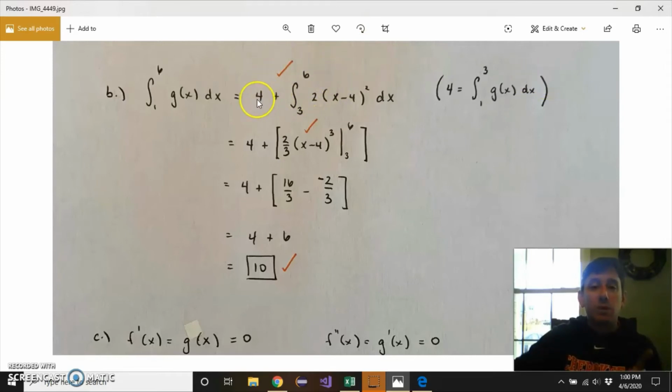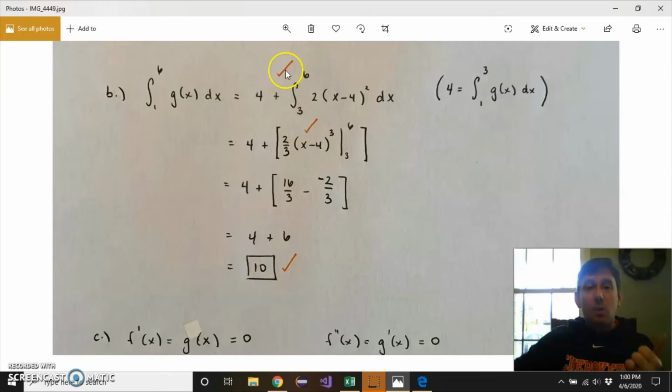So this one was 4, that was easy. You're going to get another point for actually integrating this. So recognizing that this integral would go back to being 2/3 (x minus 4) cubed. If you have 2/3 (x minus 4) cubed anywhere in your work, give yourself a point. Now we're just going to evaluate that from 3 to 6. Plug in 6 and we get 16/3. Plug in 3 and we get negative 2/3. So that's going to be 18/3 or 6, and so on. We get to 10. Bam, done.